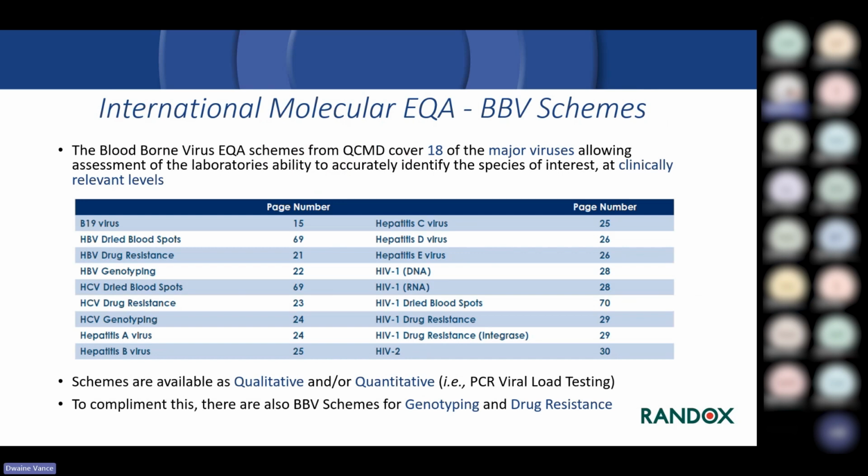QCMD provides many different blood-borne schemes, and today we'll focus on some of the reports for HIV, hepatitis B, and hepatitis C. But other blood-borne virus schemes are covered within the QCMD portfolio, including dried blood spots, schemes for drug resistance and genotyping, but also hepatitis A, D, and E. There's also an EQA scheme for HIV-1 DNA and also HIV-2 testing. These reports are available as qualitative and or quantitative, so very effective to determine your lab's performance in quantification of blood-borne viruses.